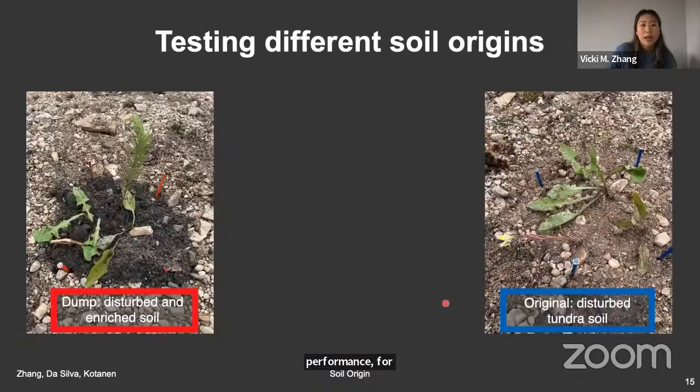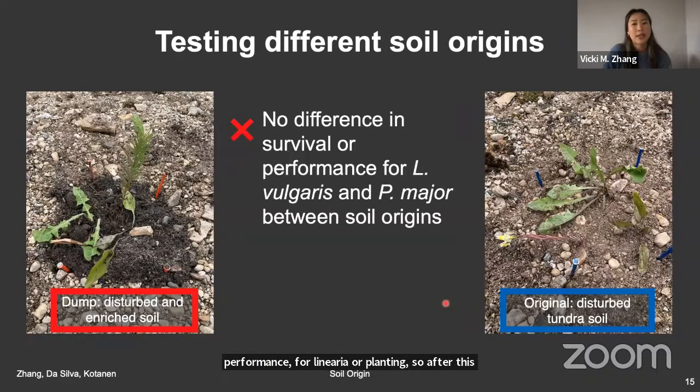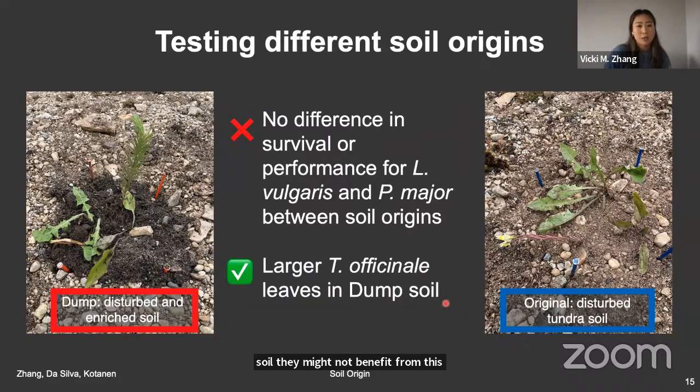So after this first year of sampling, we conclude that maybe Linaria and plantain, because they don't have higher survival or better performance in dump soil, might not benefit from this history of soil dumping, but dandelion might be able to benefit from this dump soil.